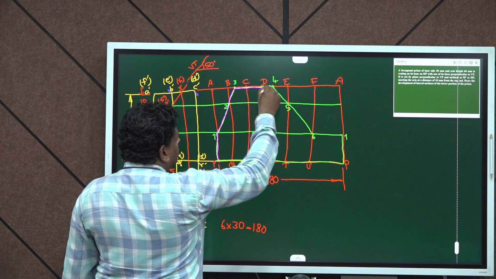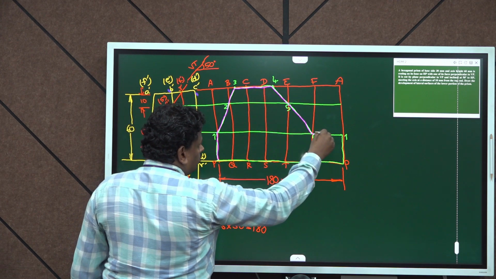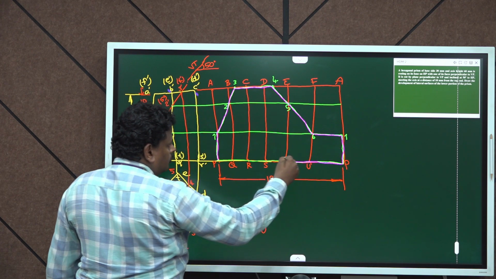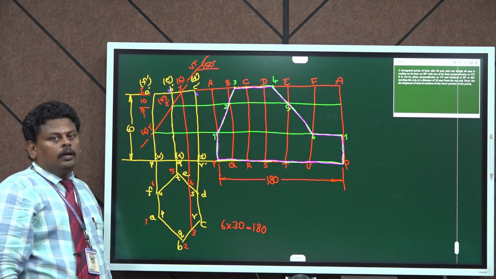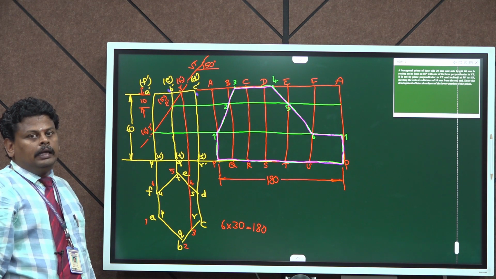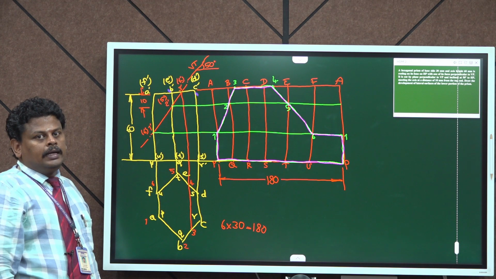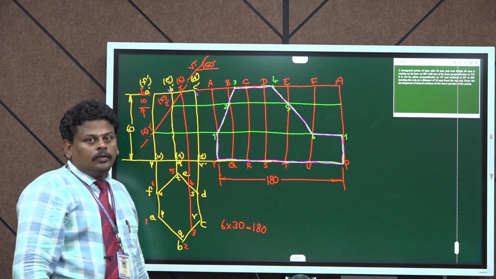This bottom portion, again I am using a violet color boundary. This violet color bounded surface will indicate the development of the lateral surfaces of the hexagonal prism. So, thank you.